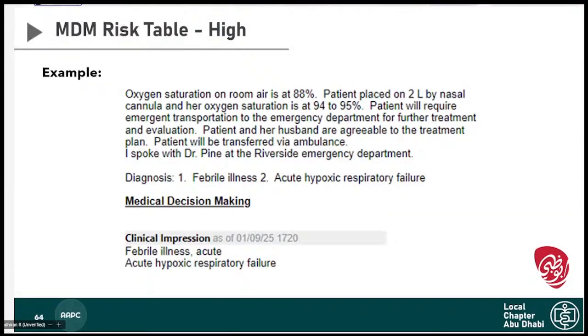For example, here the patient has acute respiratory failure, febrile illness. Here the patient will be transferred via ambulance to the nearest emergency department, and the provider will also discuss with the emergency department doctors to treat the conditions. Then this type of transfer we can consider as a high level.